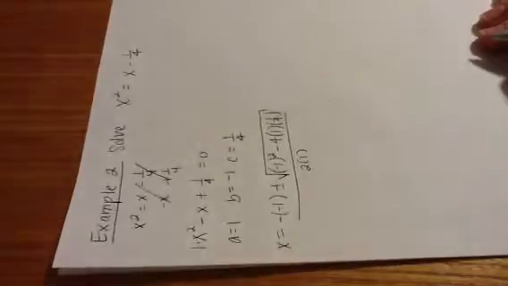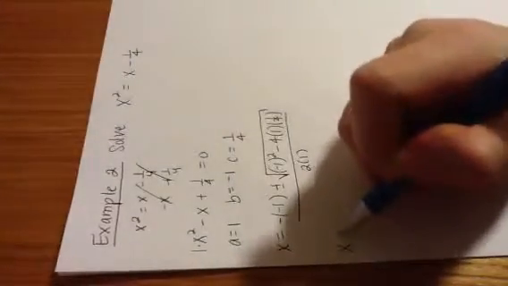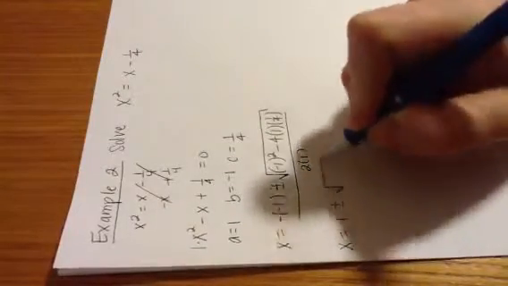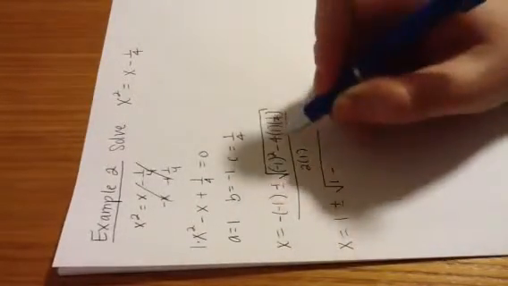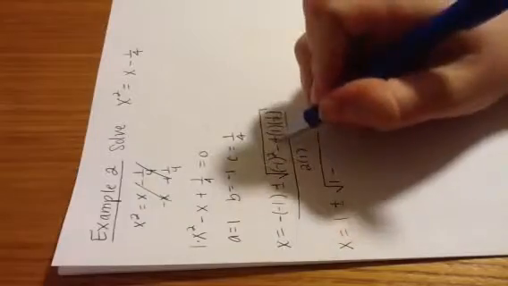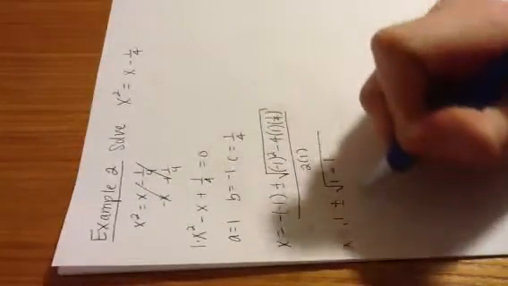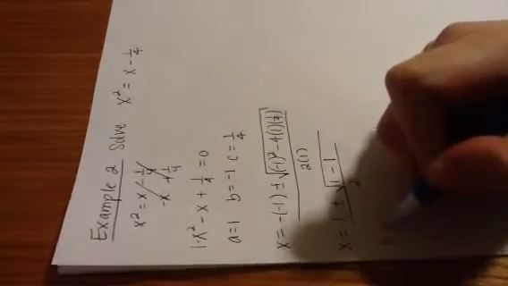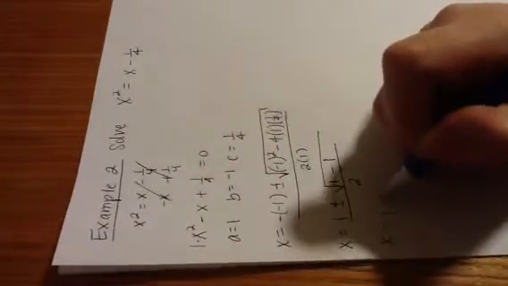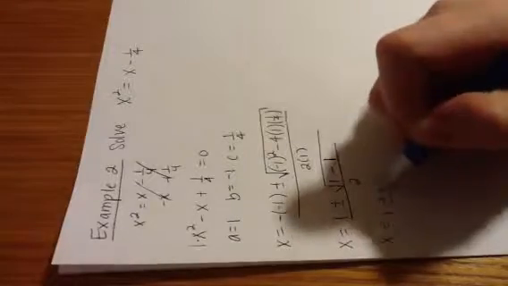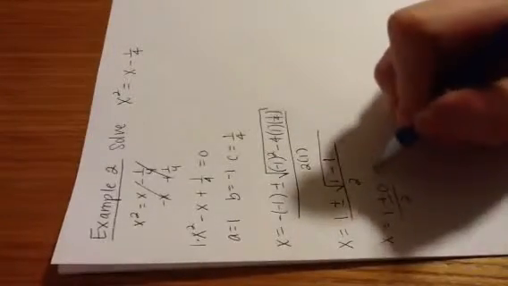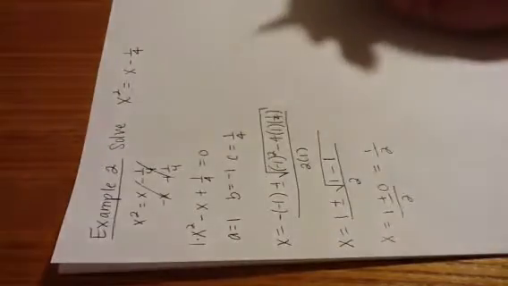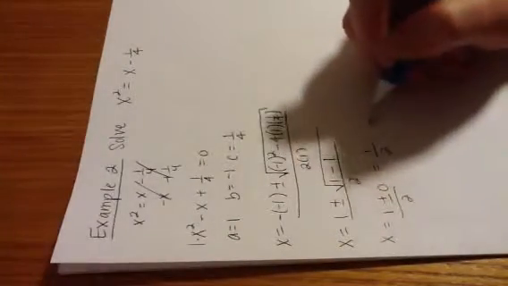Alright, so now simplifying, we get x is equal to 1 plus or minus the square root of 1 minus, and then this becomes 4 times 1/4 is 1, so 1 minus 1, all over 2. Alright, now that means that the radical is going to go away, so we get x equals 1 plus or minus 0, over 2. So that's the same thing as just saying 1 over 2. Alright, so notice that in this equation we have one solution.